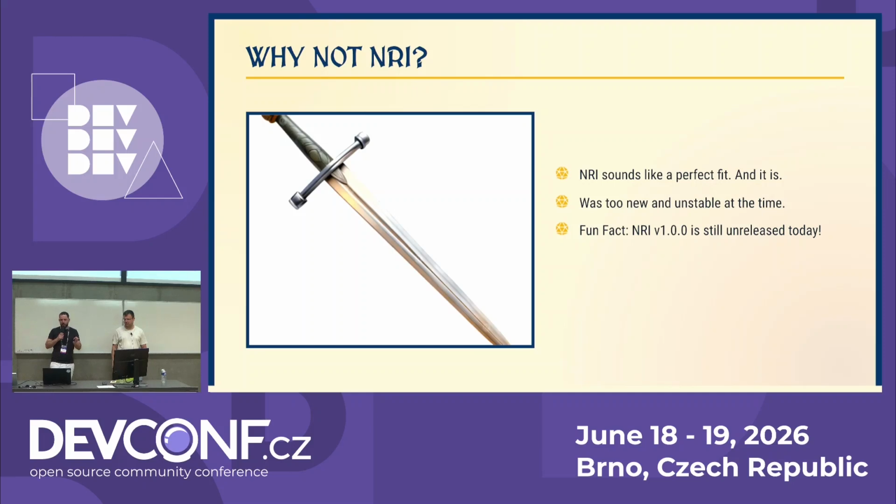As a side question, maybe you're thinking to yourself, why didn't we use NRI? Why use OCI hooks? NRI sounds like a perfect fit, and it is a perfect fit. NRI is a great piece of technology. The reason we didn't use it back in the day is that it was too new and unstable to use. And a fun fact is that version 1, which is supposed to be the official stable version, is still not released. But NRI is definitely eventually going to be the right tool for this kind of task.